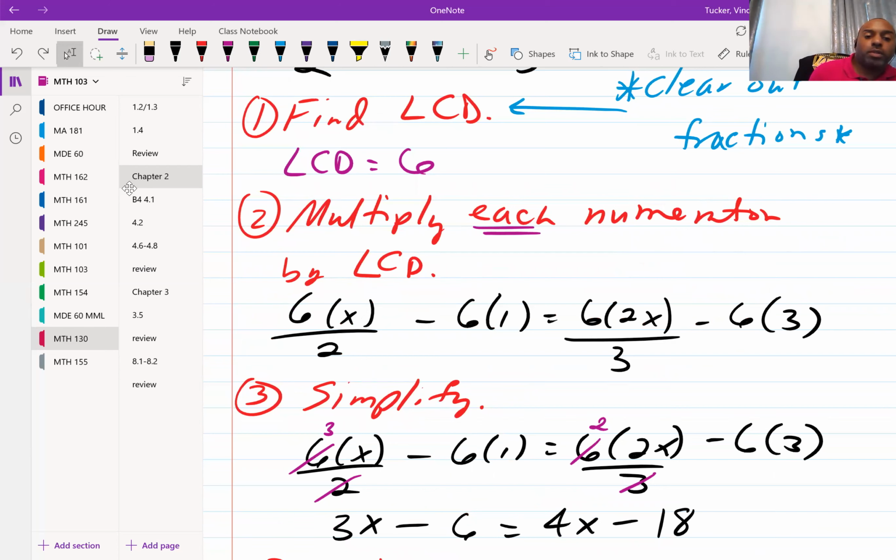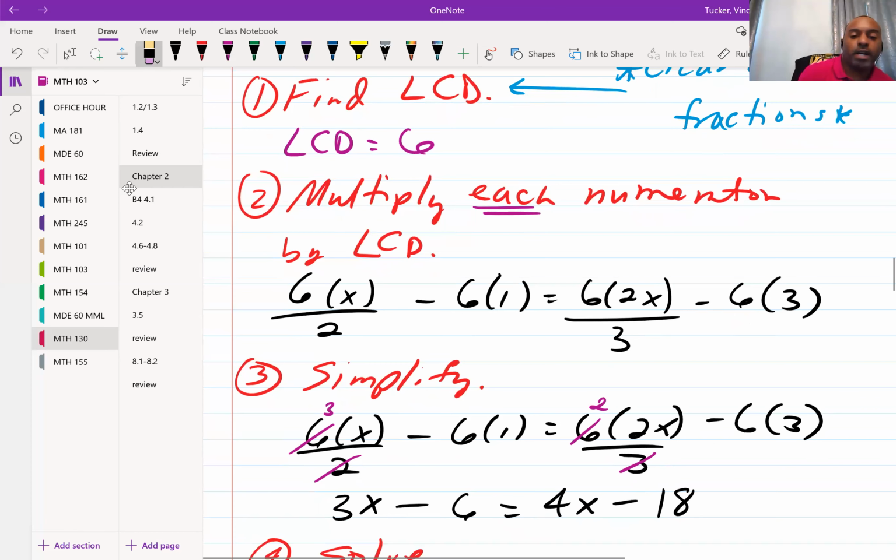So the 2 that's in this denominator can divide into the 6 and leave you with 3. This 3 can divide into 6 and leave you with 2. So remember, we're trying to get rid of our fractions. And the way we'll do that is to be able to divide the denominators into our new numerators.